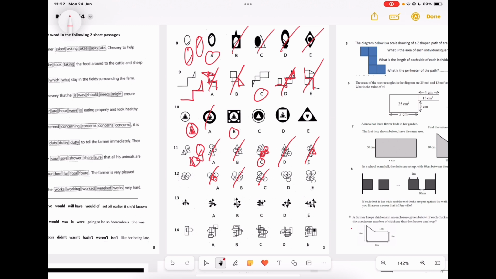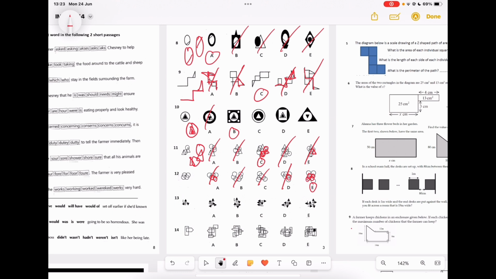So what we can see in our shape on the left is that this circle actually covers the circle in the top left, which means that our answer is not going to be D because this circle is see-through. So we can cross out D and that leaves our answer as E, where it's the exact same shape.